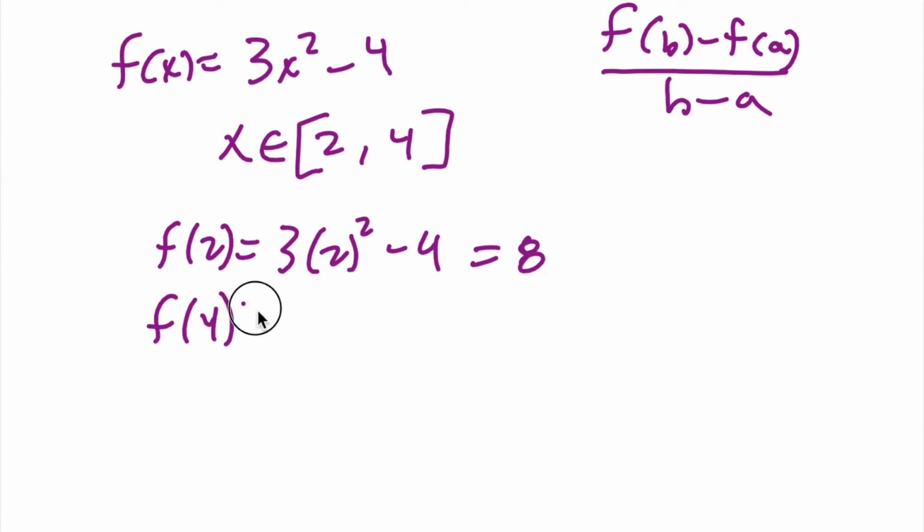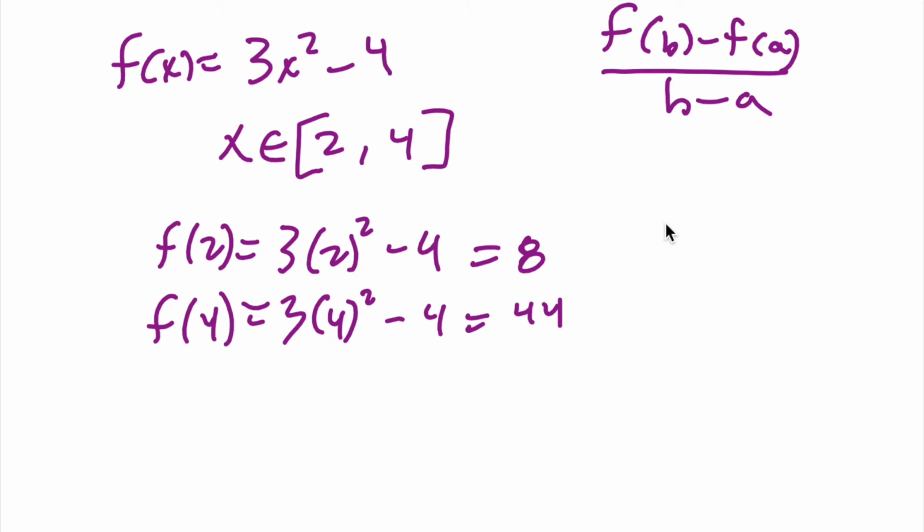So f of 4 is 3, and then 4 goes here, and then that's squared, and then that's minus 4. Of course it's a big number. 4 squared is 16 times 3, 48, minus 4, 44. All right, I think I did that right. If I didn't, then you can sue me.